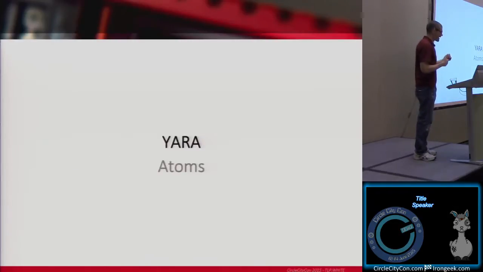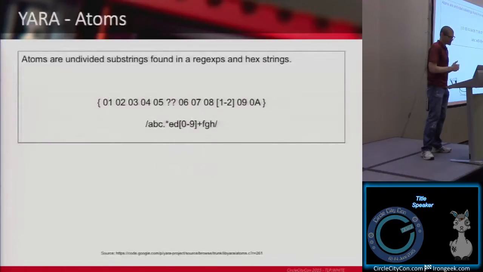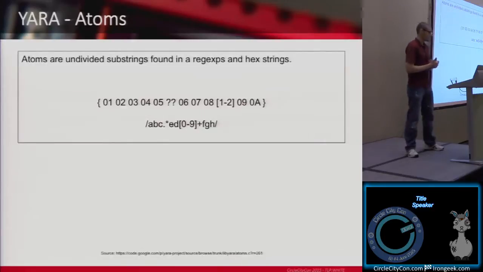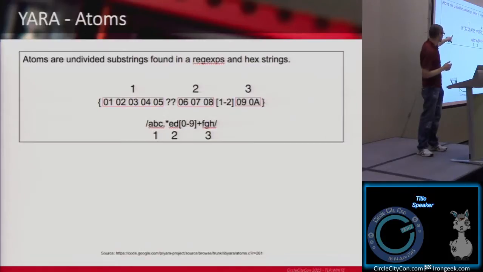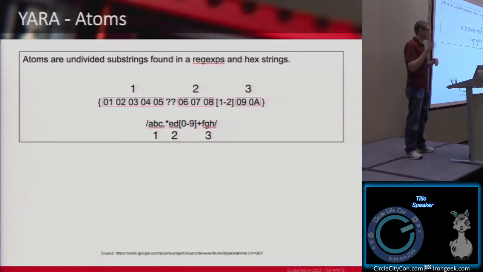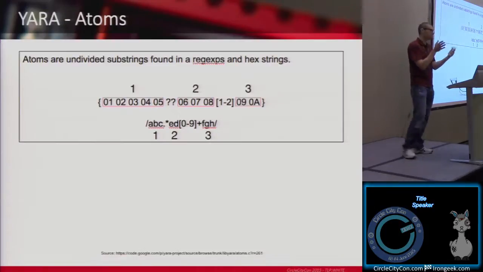So starting with Yara atoms. Atoms are undivided substrings found in a regular expression or hex string with regard to Yara. So let's consider the hex string as shown up there. In the above string, these byte sequences are considered atoms. And Yara uses these atoms when it's going to assess a file, to scan a file, right?